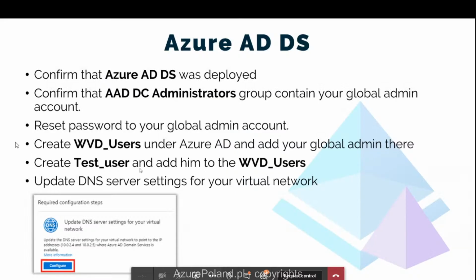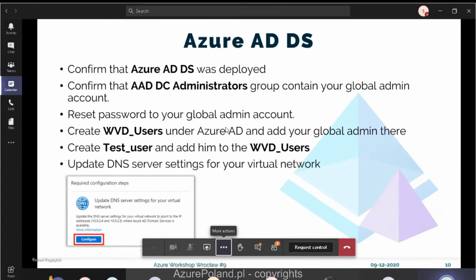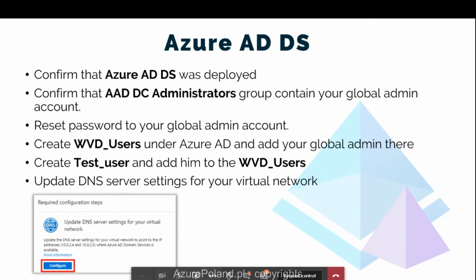you can skip this create test users step, or maybe don't skip that. Please create one additional user and add him to the WVD users group, because then you will be able to see how we can assign permissions for this WVD environment, because we will use this WVD users group. Global admin mostly has access everywhere, but we want to test it with a user.